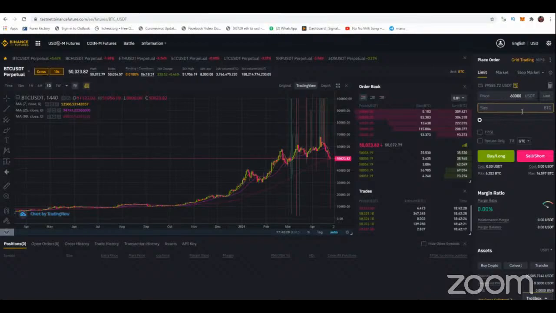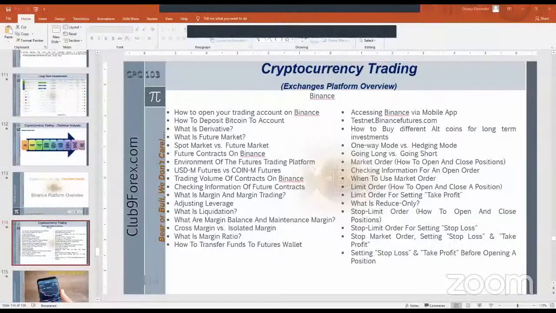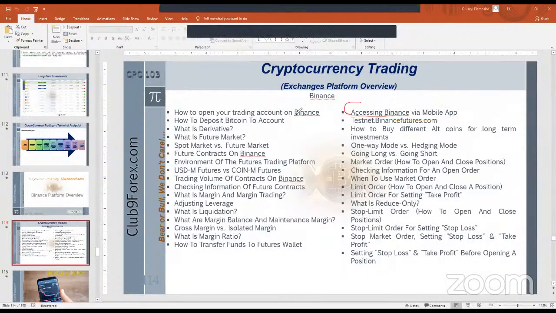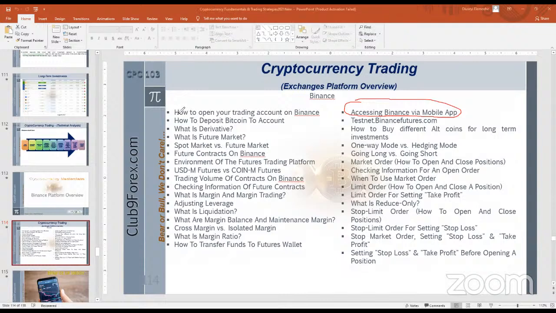So I don't want us to waste much time on the Binance platform. We have actually looked at almost everything that we said we are going to be talking about, apart from accessing Binance on our mobile app. That's what we want to do right now, accessing Binance via our mobile app. If we look at most of all the things that we have to cover, we have talked about almost everything right there. We have talked about all this, and then this is what I just explained to you right now.